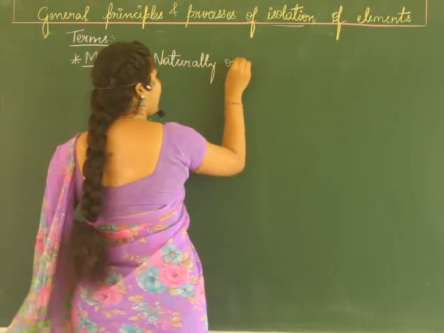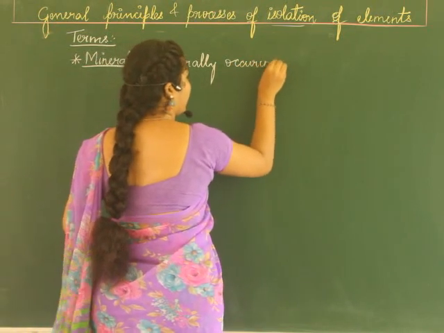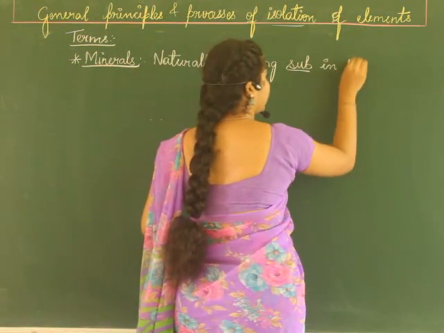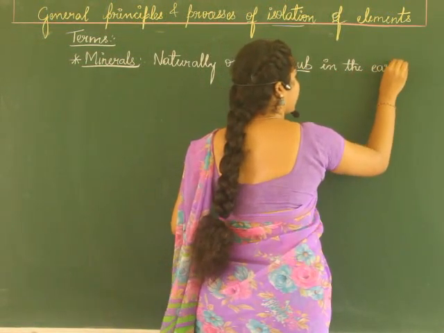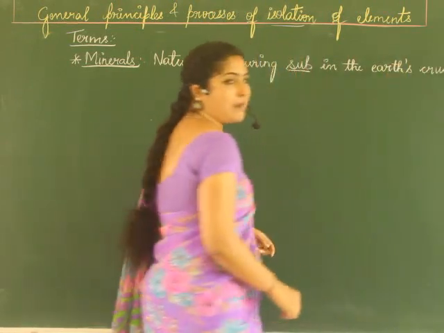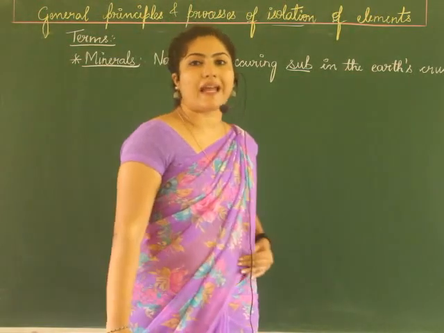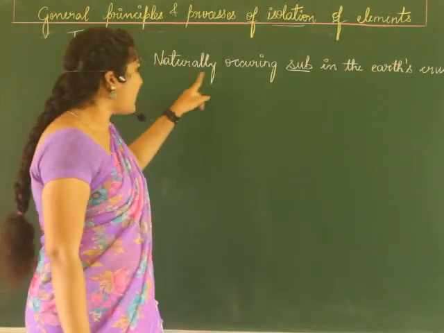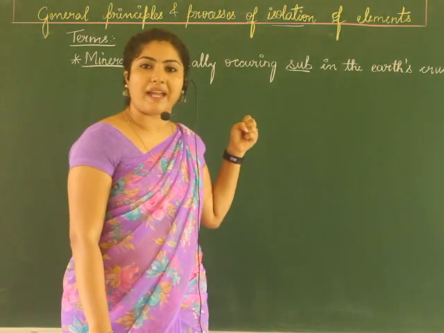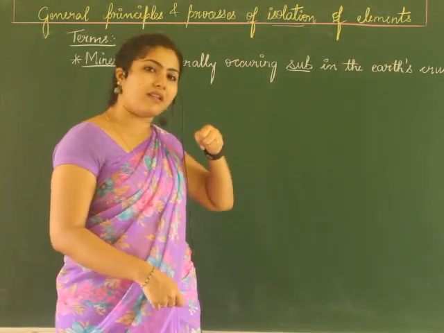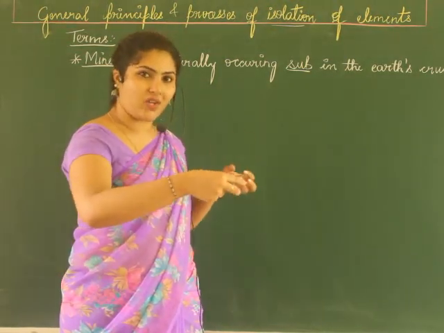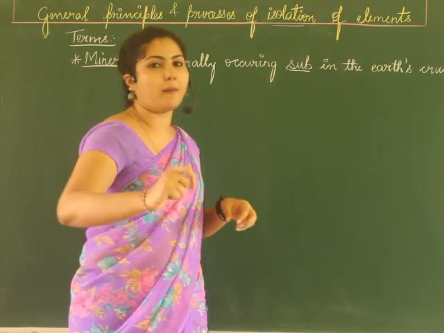What are minerals? Naturally occurring substances in the earth's crust that can be obtained by mining. That would be the right definition. Now you take minerals, you get a mineral. From that you separate ore. From the ore you get metal.